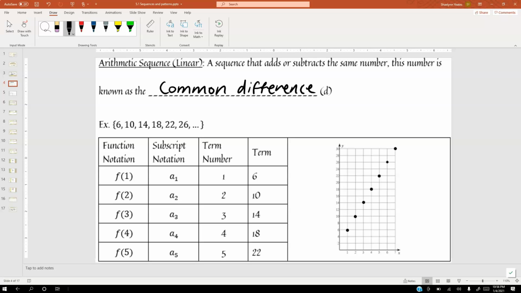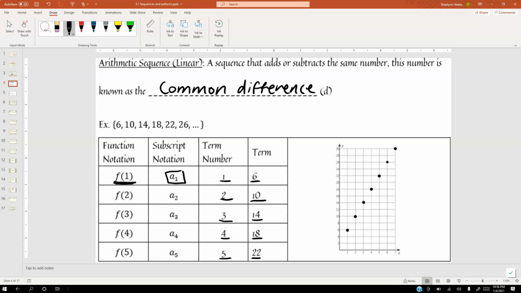Okay, so here's our sequence. We've got 6, 10, 14, 18, 22, and 26. So this is an example of it. So this is function notation. We've got f of 1. That's what that means. Our subscript notation would be a sub 1, because it's talking about the first term. This is term 1 is 6. Term 2 is 10. Term 3 is 14. Term 4 is 18. And term 5 is 22.